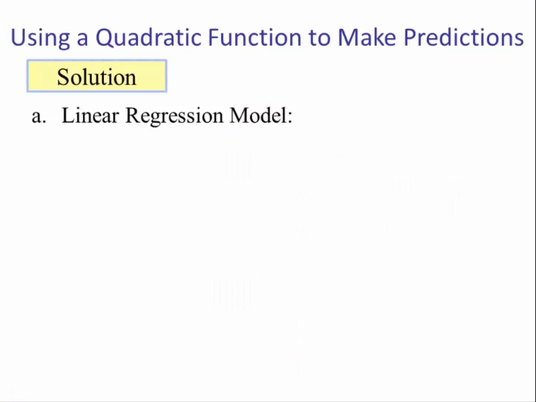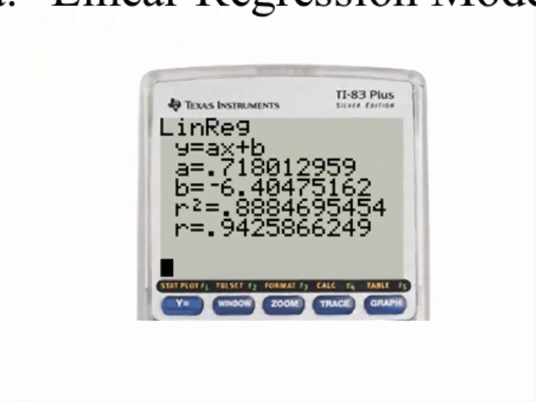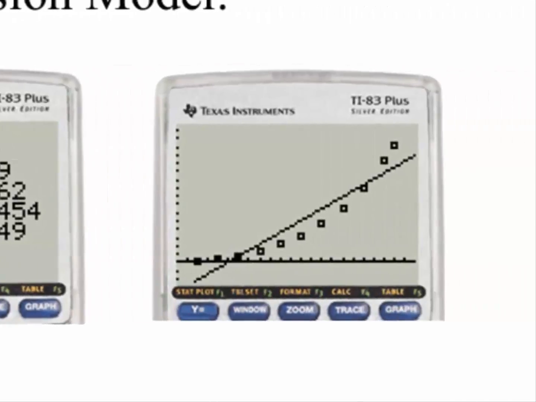For the linear regression model, we have the slope being about 0.72, the y-intercept being about negative 6.4, and the value of r squared is about 0.89. This is a visual. The linear model does not look like it's fitting this data very well. The data has a curve to it.